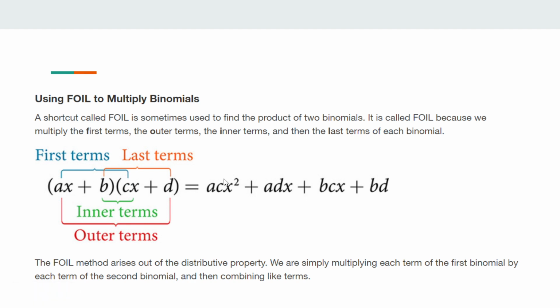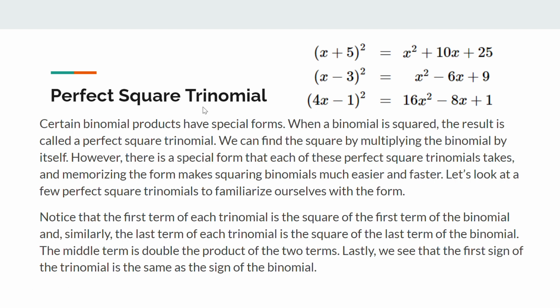Here's the first term, ax times cx, which gives us acx squared. Then the outer terms, ax times d, so adx. The inner terms, b times cx, we get bcx. Plus the last term, b times d, so bd. The FOIL method arises out of the distributive property. We are simply multiplying each term of the first binomial by each term of the second binomial, and then combining like terms.